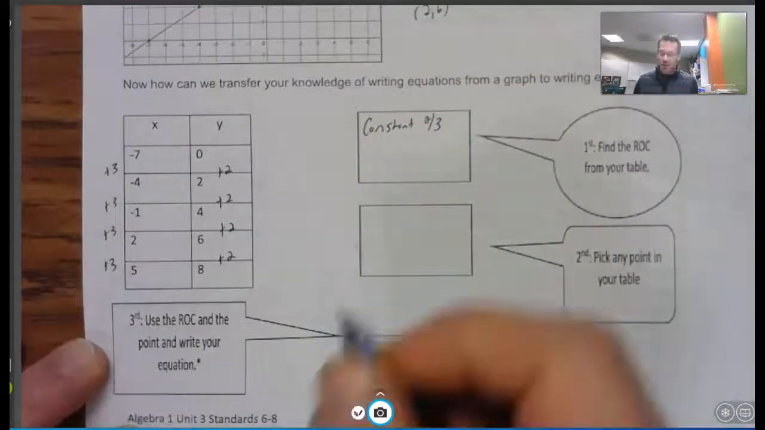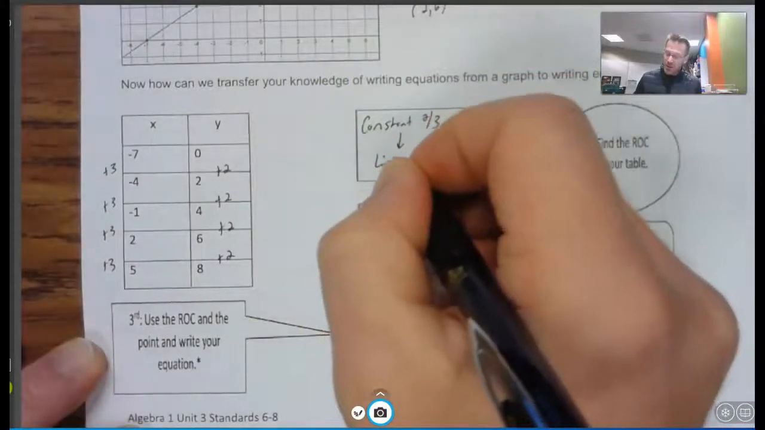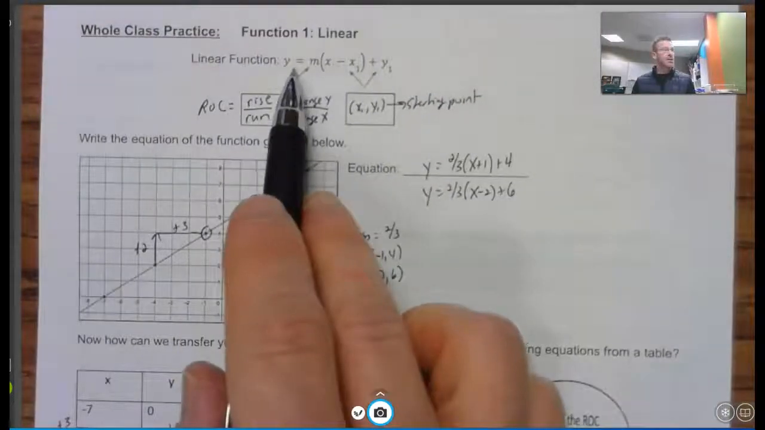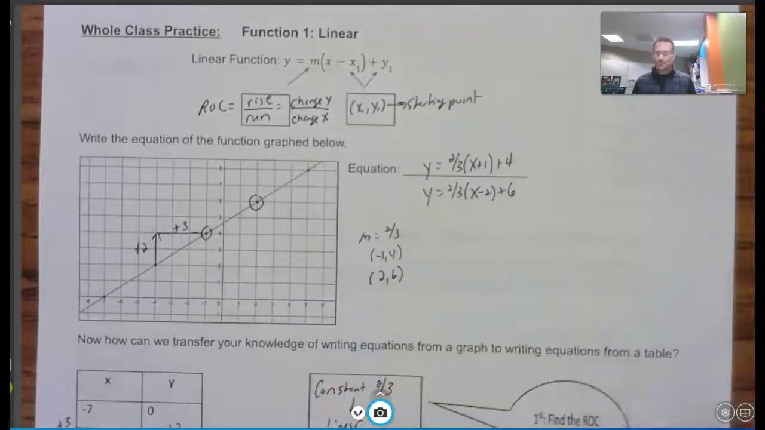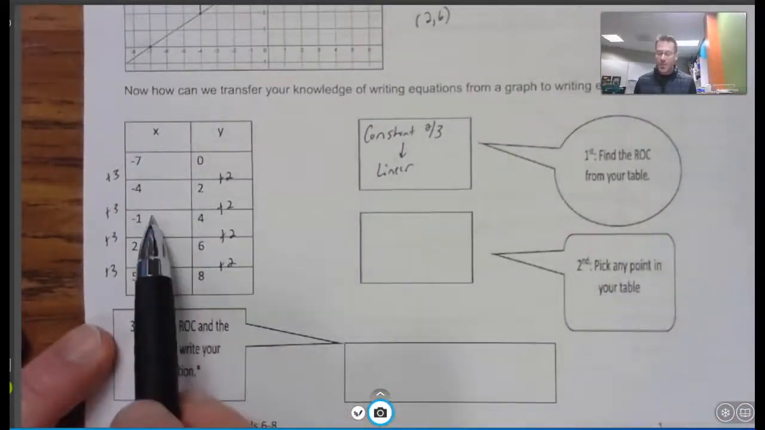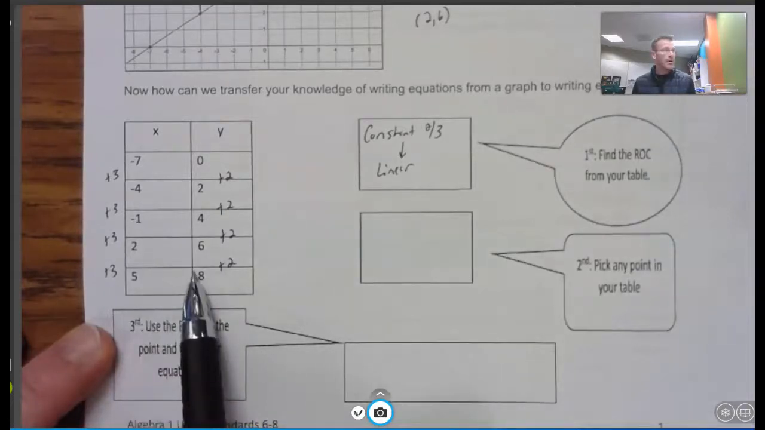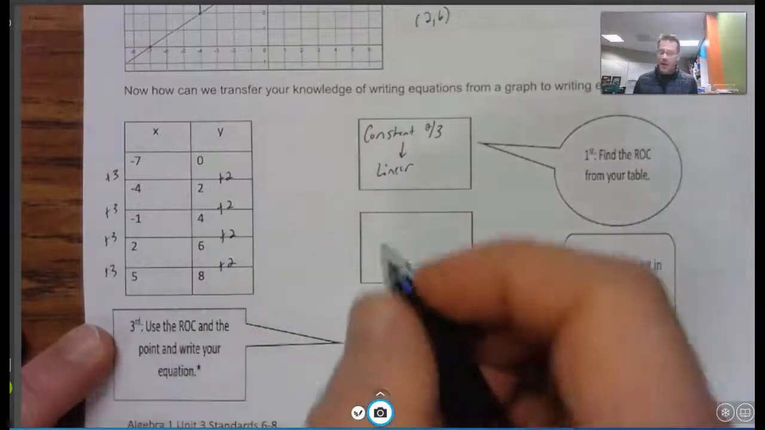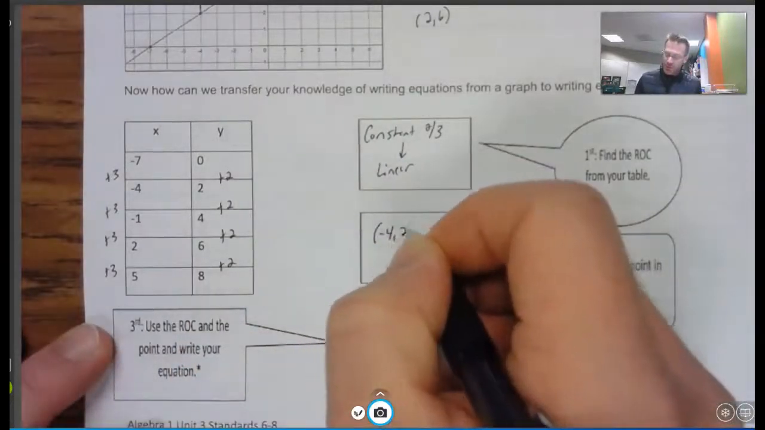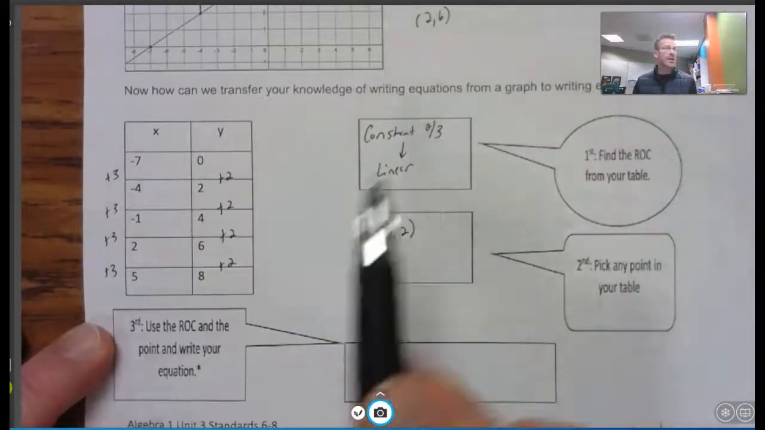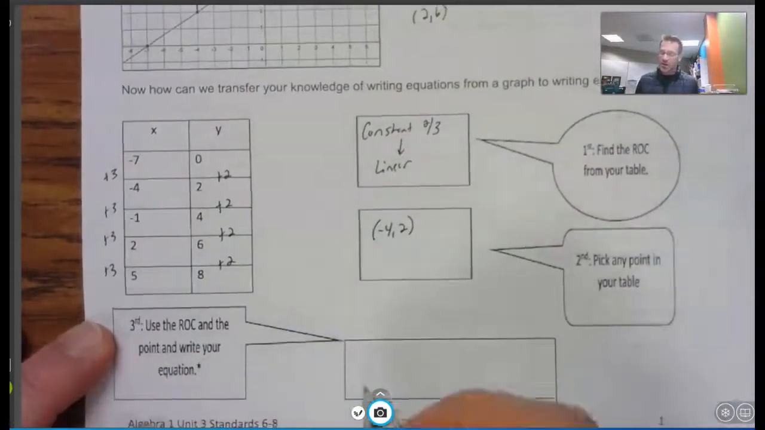And that tells us we know it's linear, which tells us that we need to use this form to write our equation. And then notice, because we know it's linear, I can pick any point in this table, and it does not matter. So typically, just pick whatever you want. I'll just pick the point -4, 2. And then we take that point and we take our rate of change and we write the equation just like we did above.